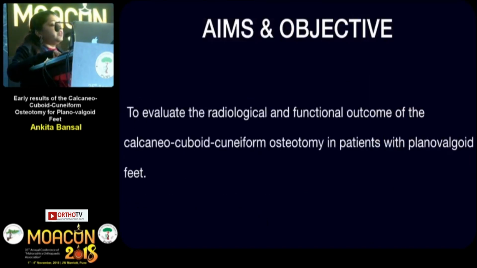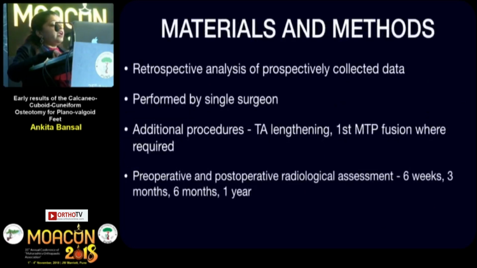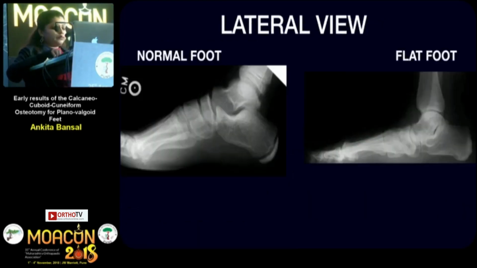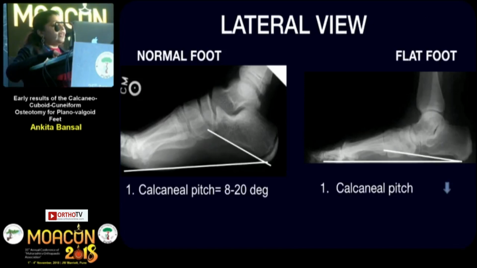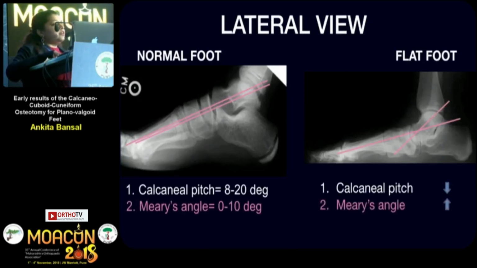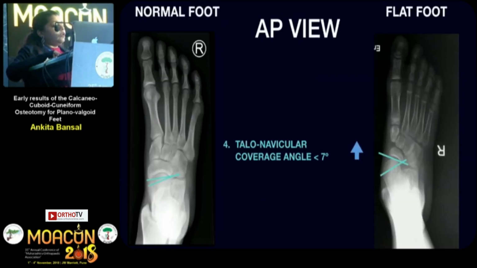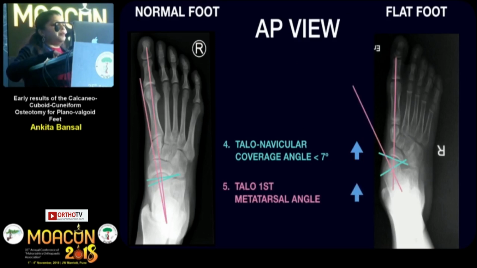The aim of our study was to evaluate the radiological and functional outcome of the patients operated with a calcaneocuboid cuneiform osteotomy. It was a retrospective study operated by a single surgeon, with additional procedures of TA lengthening and first metatarsophalangeal fusion performed where indicated. The preoperative and postoperative radiological assessment was done on the following parameters: the calcaneal pitch, the Meary's angle or the talo-first metatarsal angle, the talocalcaneal angle, the talonavicular coverage angle, and the talo-first metatarsal angle.